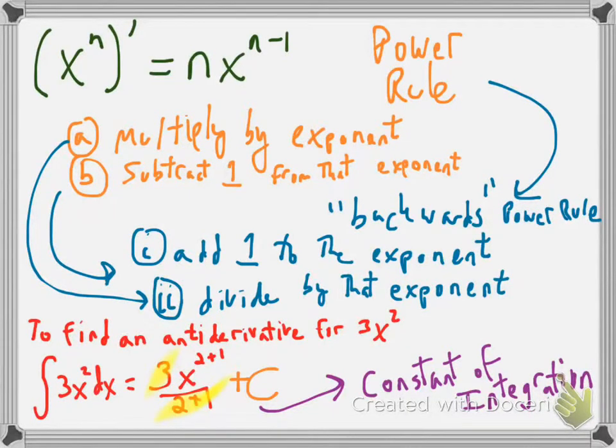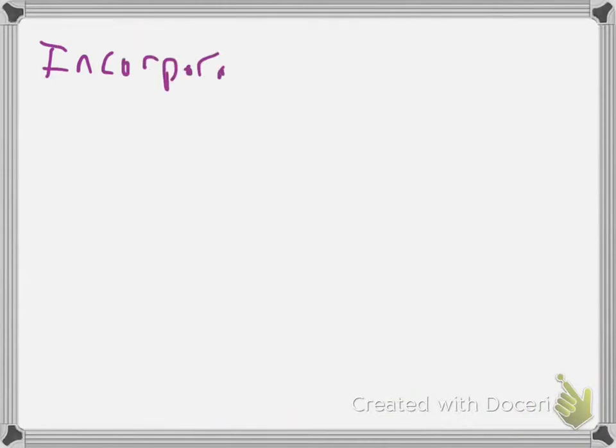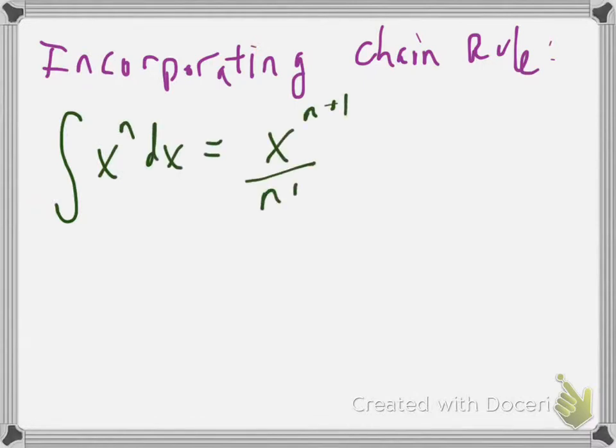Okay, let's actually make this one step more sophisticated by incorporating the chain rule into this. Remember that essentially without the chain rule, the integral of x to the n dx is, and we add 1 to the exponent, divide by the new exponent, and then don't forget to add the plus c.